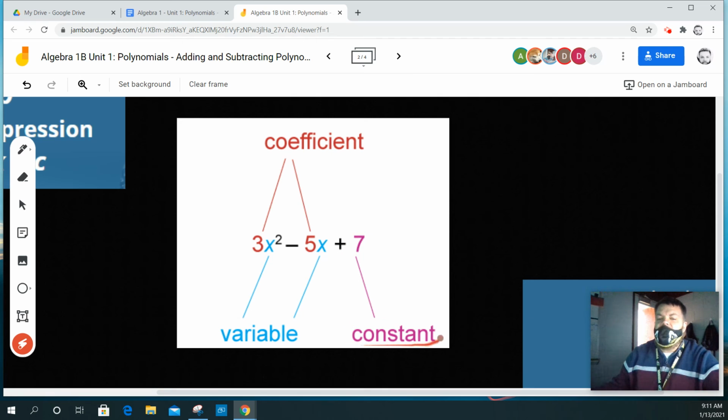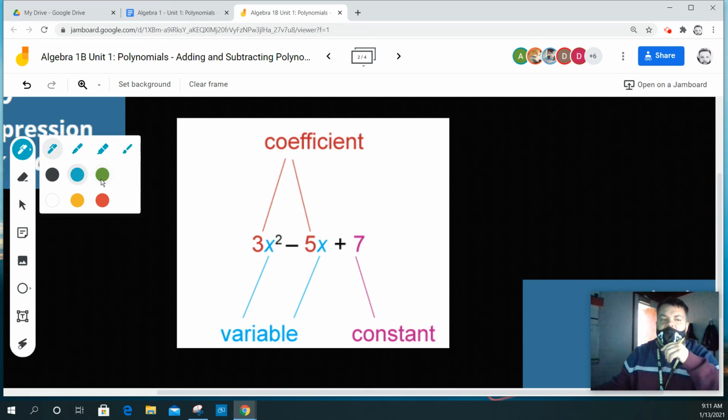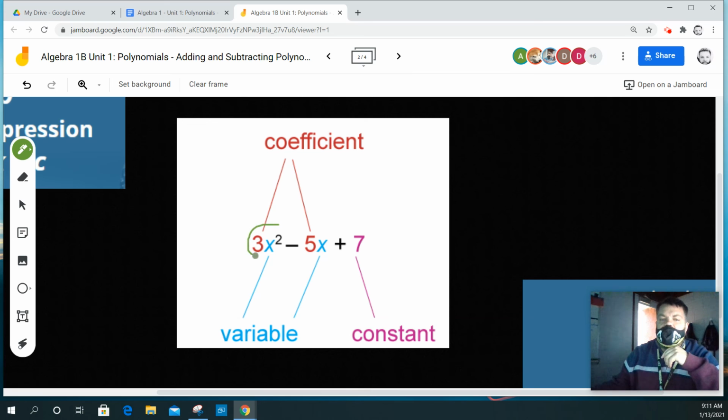So 7, the value of this term, right? And let me circle these so you kind of understand what I'm talking about here. This is what we call a term. This term varies because it has a variable. This is a term. Again, we have the coefficient and the variable. This is also a term, but it's constant because it doesn't vary at all. That term will constantly be 7. This term, -5x, will vary based on whatever we plug in, okay?